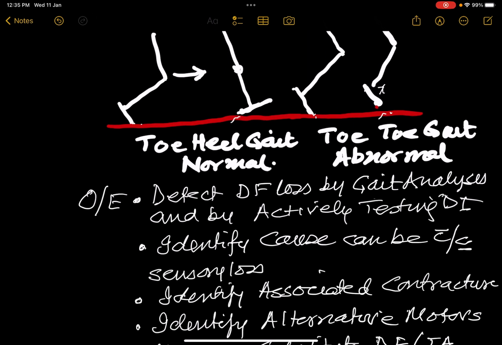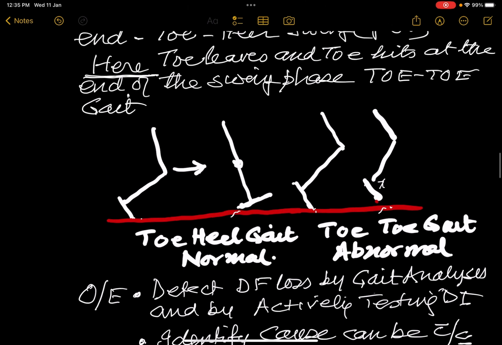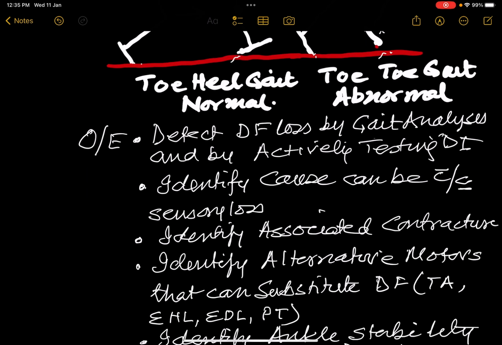On examination, you must detect dorsiflexion loss by gait analysis and by actively testing for dorsiflexion. You should identify the cause. Basically, the cause can be with or without sensory loss. You can understand that the nerve root and nerve involvement will be with sensory loss. The anterior horn cell, myoneural junction and muscle will be without sensory loss.